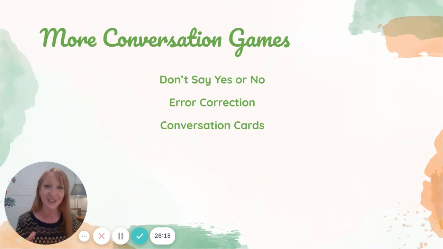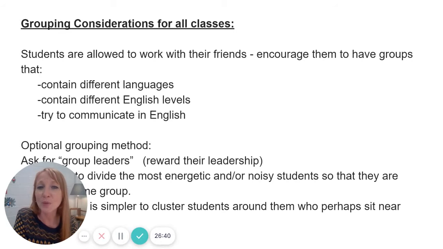Conversation groups. So it's nice if students can work with their friends, but encourage them. It depends on the group again, but sometimes they can choose their own group that contains different languages. Encourage them to take initiative to have all different English levels. Try to communicate only in English. And then here is where I was talking about the group leaders. It's very helpful to ask for the leaders. These are often the energetic, noisy leaders. And then it's easy to cluster students around them to create groups. Otherwise, it can be very time consuming. No, I don't want to go to that group, or I don't like that group, whatever. This is faster.